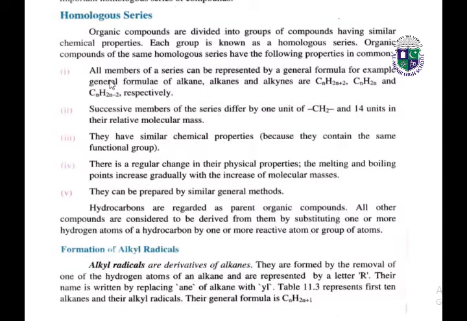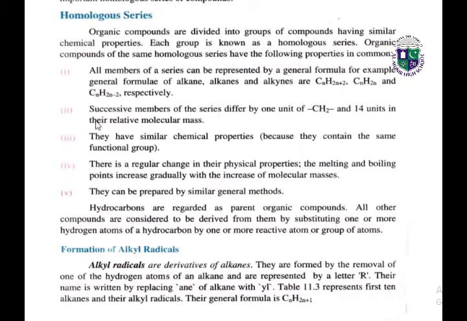Number one property is all members of a series can be represented by a general formula. जितने भी members हैं series के उन सबको एक general formula से represent करते हैं. For example, the general formula for alkane, alkenes and alkynes are represented here as CnH2n+2 for the alkane. Next, CnH2n is represented for the alkenes, and CnH2n-2 is for the alkynes.